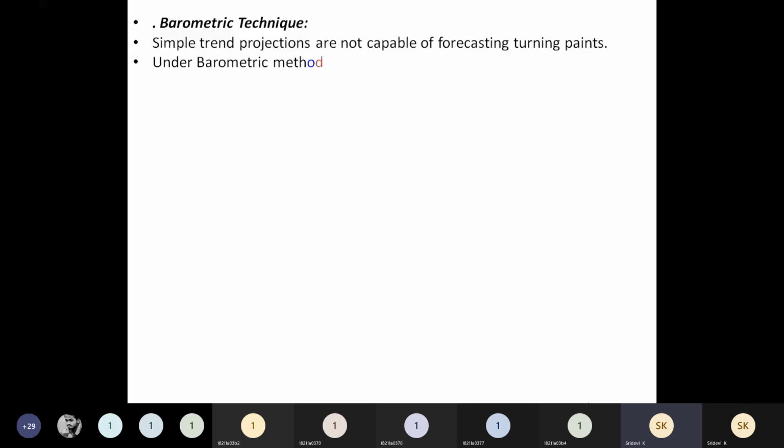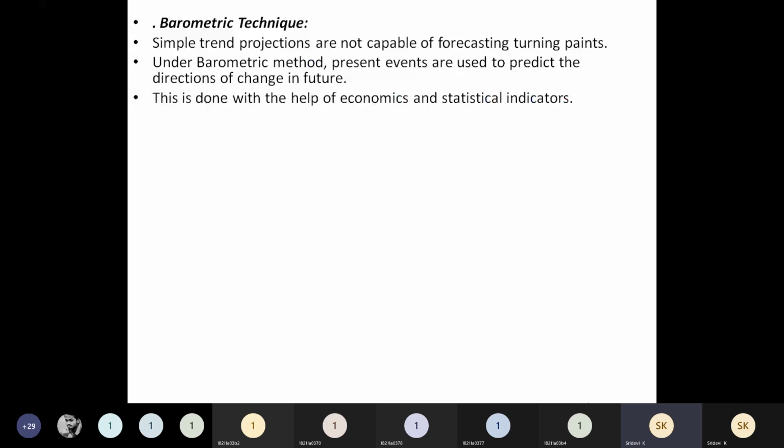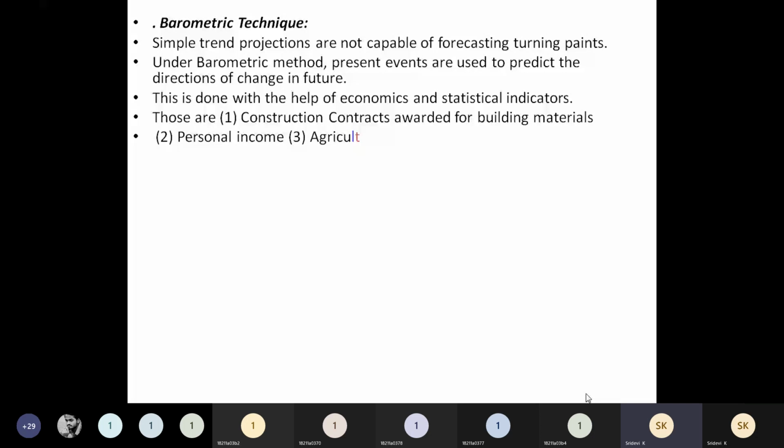Okay. So if you apply this, that is called the barometric technique. In a simple manner, we can say that one set of data is used to help you predict the sales of any product, how it will be in future. Like construction contracts, if you want to find out the construction contracts for building materials. Like that, you can take any example for which you are going to use this barometric technique.